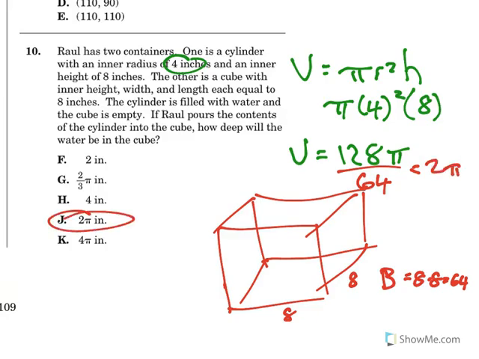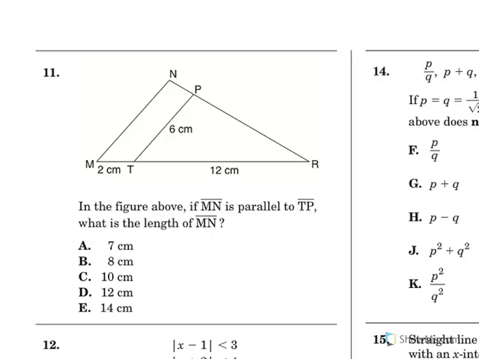If the height was 1, it would fill 64 units. If the height was 2, it would be 128. In order for it to be 128 pi, the height would have to be 2 pi. Because if my height is 2 pi, when I multiply length times width times height, it gives me exactly what we want, 128 pi.